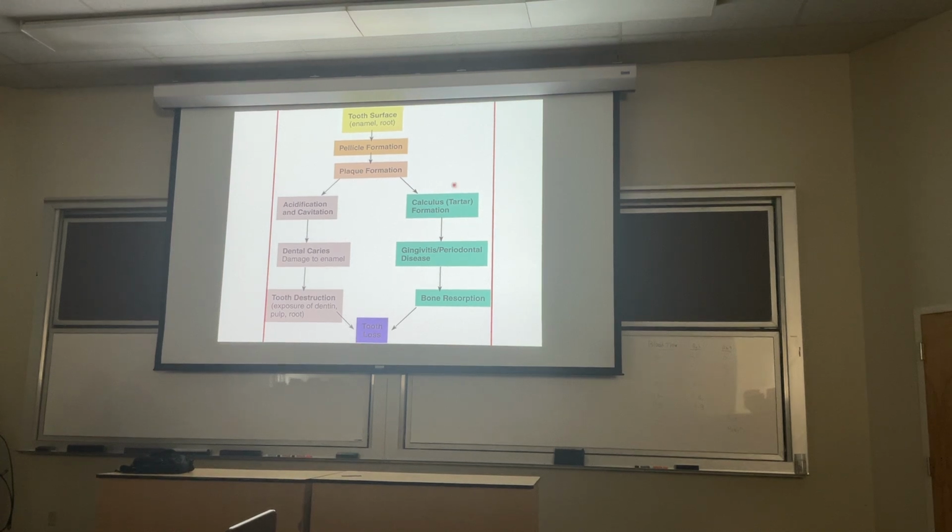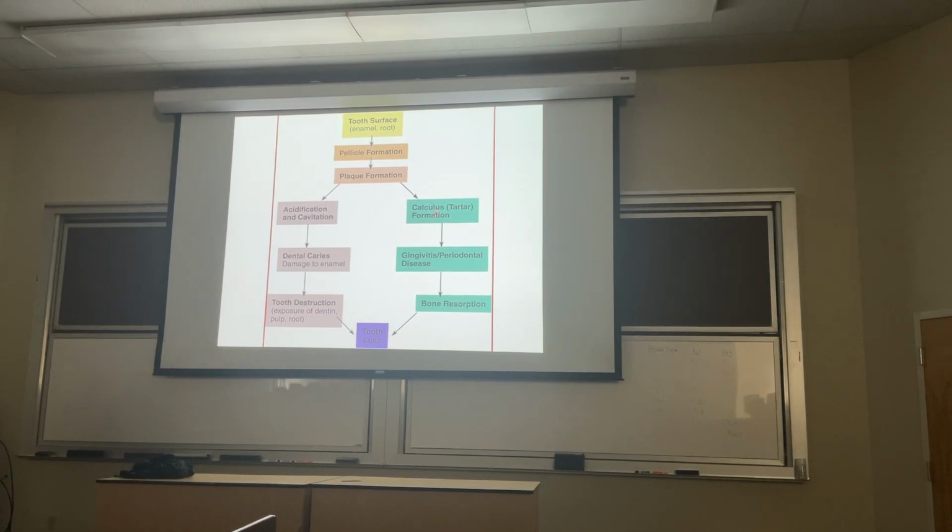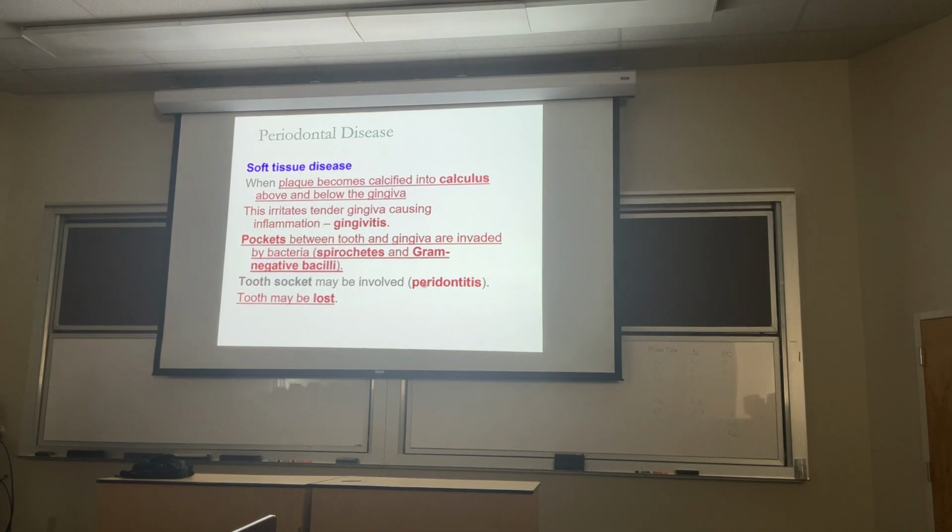You can also get calculus or tartar in the gums, the gingiva, and get gingivitis or periodontal disease. You could eventually lose part of the bone, lose the tooth, so you have to fix that up too. Periodontal disease is soft tissue disease, and you get some pockets where you get some bacteria, and so you try to fix that.